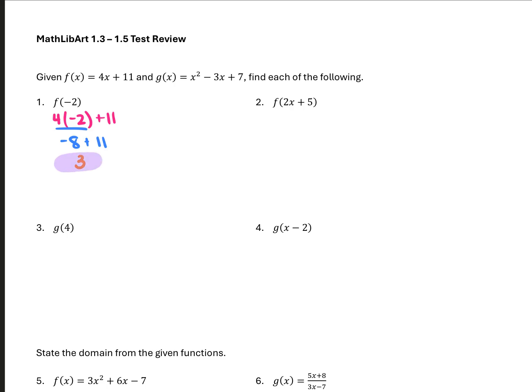For number 2, you're finding f of 2x plus 5. So in your f of x, the 4x plus 11, you're replacing the x with the 2x plus 5. So that's going to give you 4 times 2x plus 5 plus 11. First thing we're going to do is distribute the 4 in. So that's going to give us 4 times 2x, which is 8x, and 4 times 5, which is 20, plus 11. Your 20 plus 11 are like terms, so that gives you 8x plus 31.